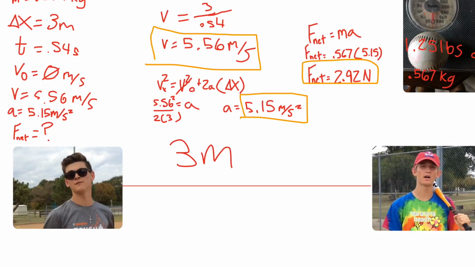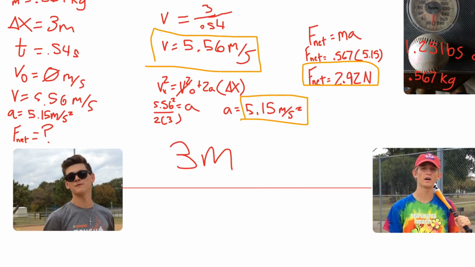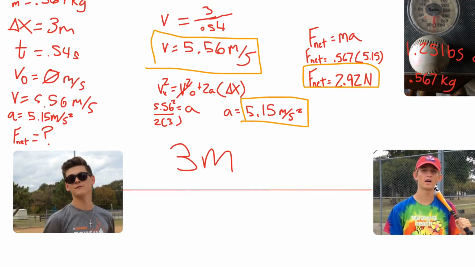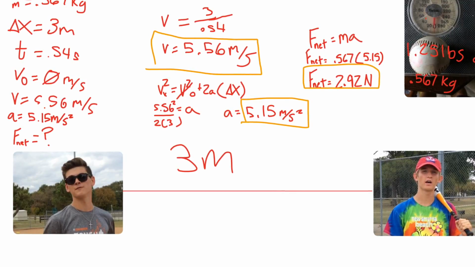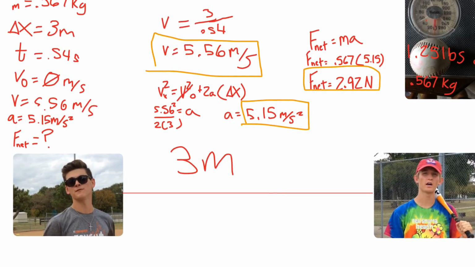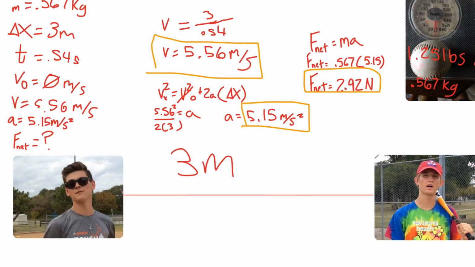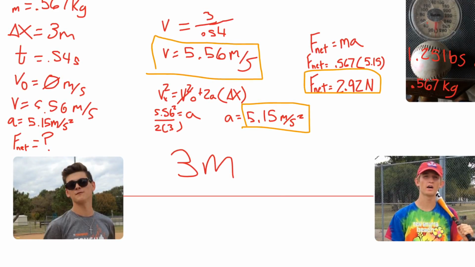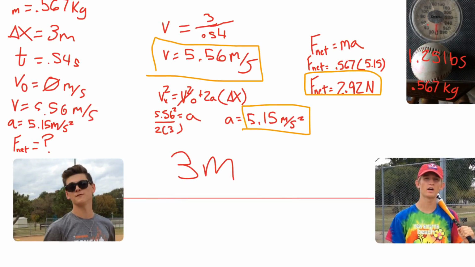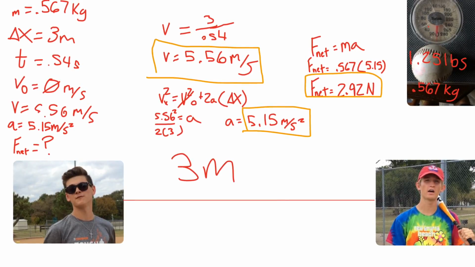So using Newton's second law, we can find out the net force between me and Drew. We found out after weighing the softball that it weighs 1.25 pounds, which is 0.567 kilograms. Also, we know that the distance between me and Drew was 3 meters, and the time it took for the ball to get to me from Drew was 0.54 seconds. So we can use that to find our velocity. So we divide 3 by 0.54 and get 5.56 meters per second.